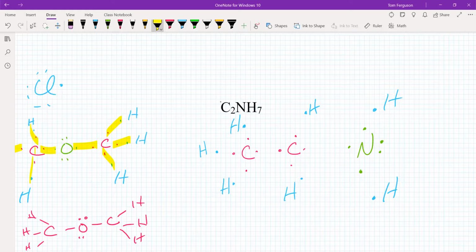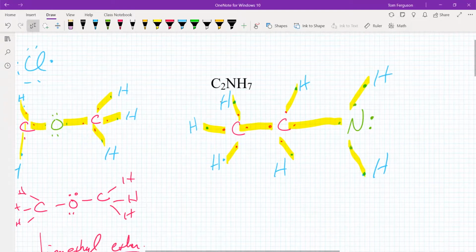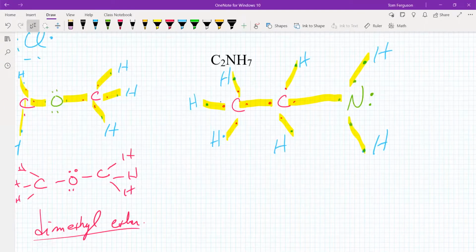Go ahead and connect up 1 bond. Are there any singleton electrons left over? No, we have an electron pair over here on the nitrogen, but it's already paired up.